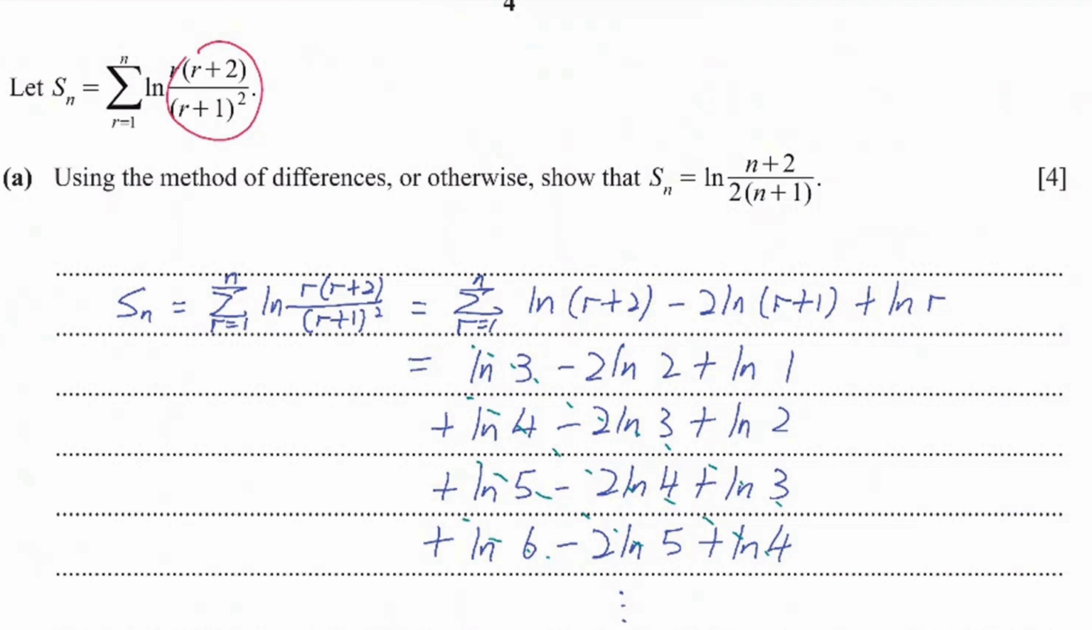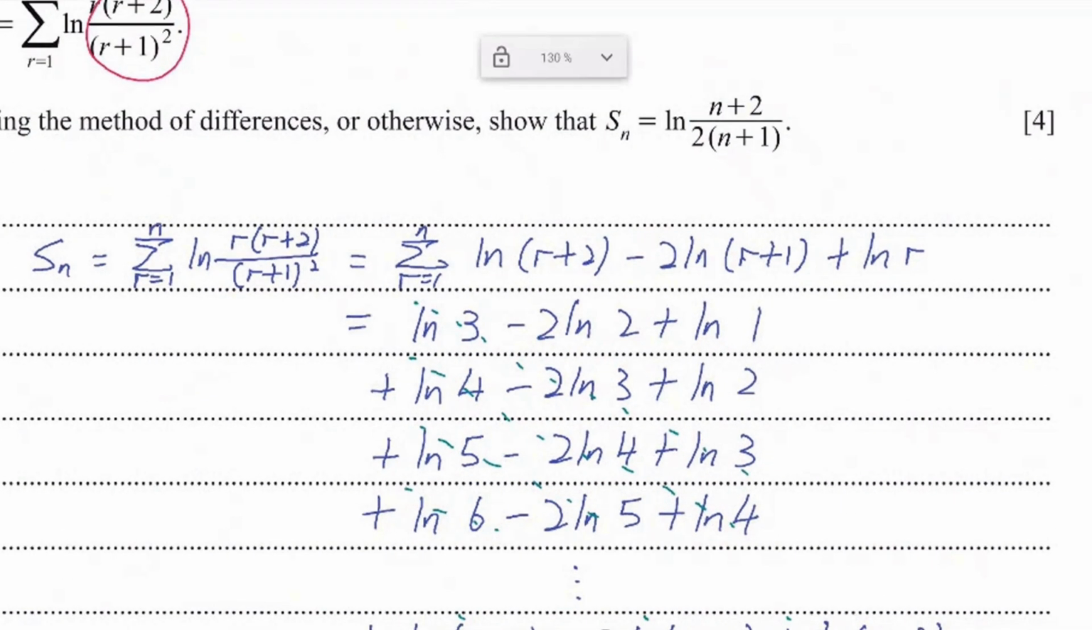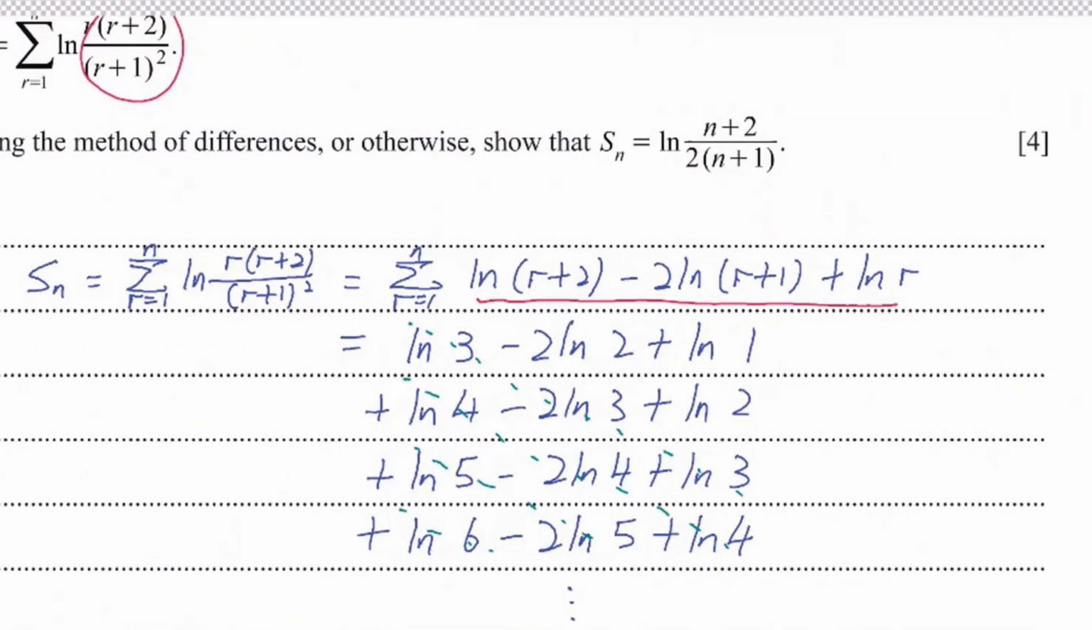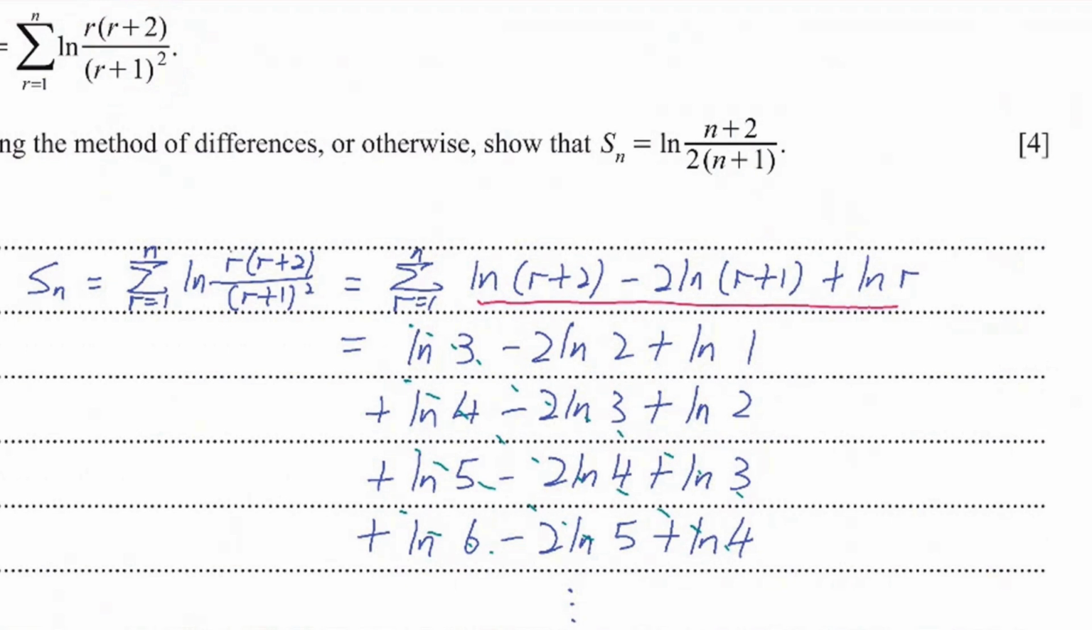It would be easier if we split the terms. In the numerator we have ln r and ln (r plus 2), which are positive log terms. Down here we have ln of (r plus 1) squared, which becomes 2 ln (r plus 1), as we can move the 2 down. Usually when we want to use the method of differences, we cancel out the terms. By writing the expression like this, it allows us to cancel the terms more easily.